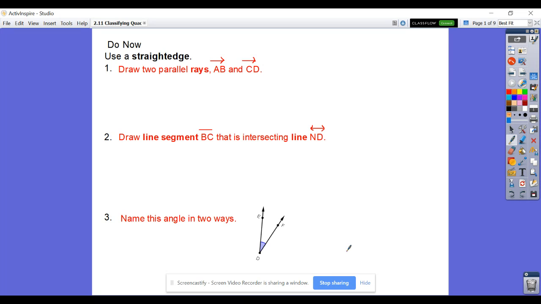We're throwing back to some of our geometry from last unit with rays and line segments and lines and angles. So warm up your brain, try these out, and then play back the video when you're ready to see the answer.